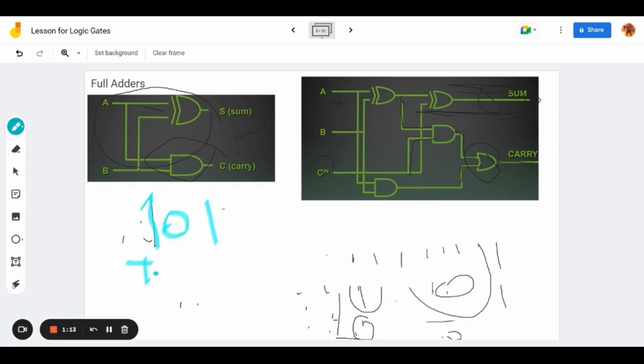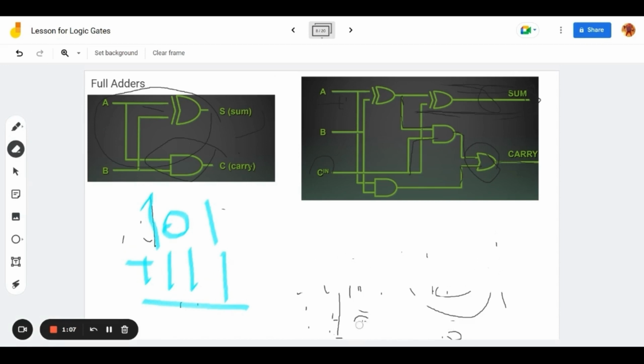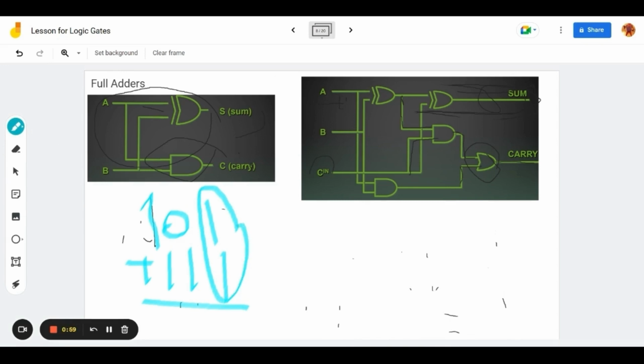101 plus 111. Let's just say that's the question we're doing. Here you would need one. You're always going to need a half adder in front, because, as I explained earlier, the half adder is what first adds this together. Without a half adder, you would not be able to get a carry in over here, and so the full adder would not be able to work, as I explained.